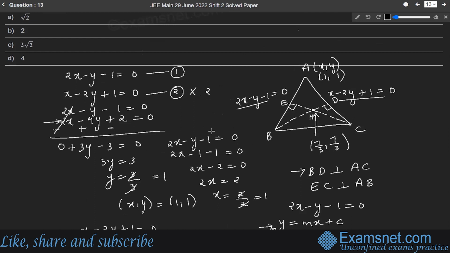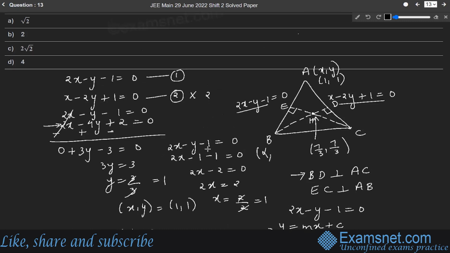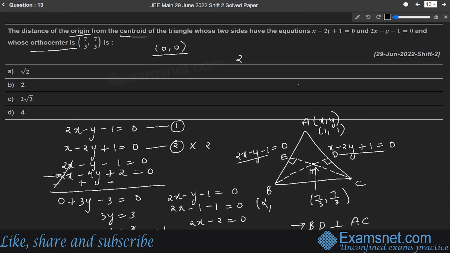If we assume the x coordinate of B as alpha, then what will be the y coordinate? We have the equation 2x minus y minus 1 is equal to 0, right? So if we assume x is equal to alpha, we have 2 alpha minus y minus 1 is equal to 0. So 2 alpha minus 1 will be equal to y, meaning the value of y will be 2 alpha minus 1.